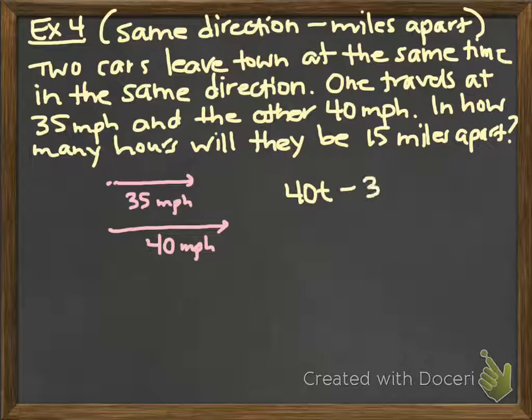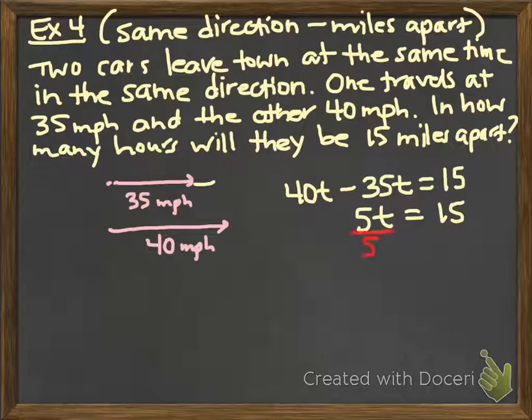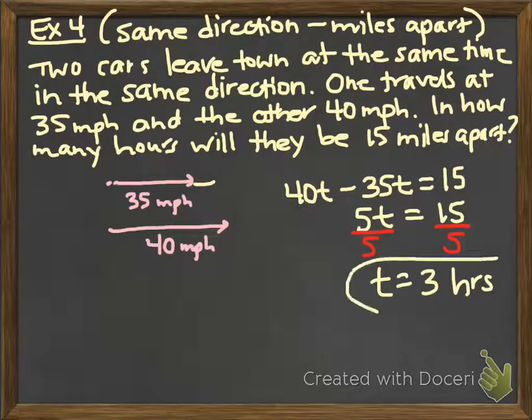Minus 35t, because we're looking at the space between here, equals 15 miles apart. So we subtract 40t minus 35t, that's 5t, equals 15. Okay, divide by 5. And you get t equals 3 hours. So after 3 hours, they're 15 miles apart.